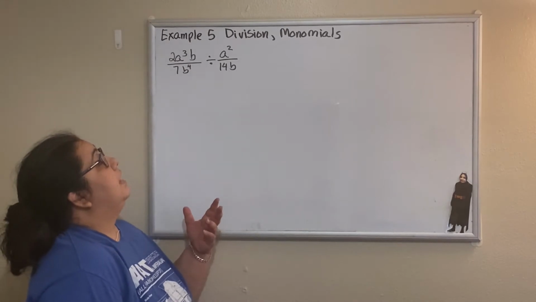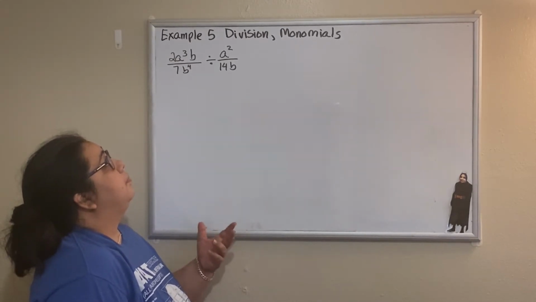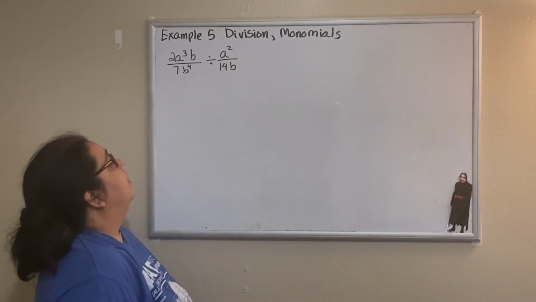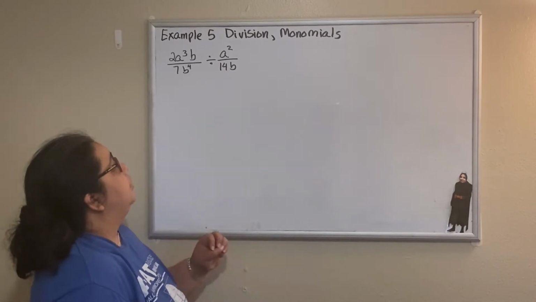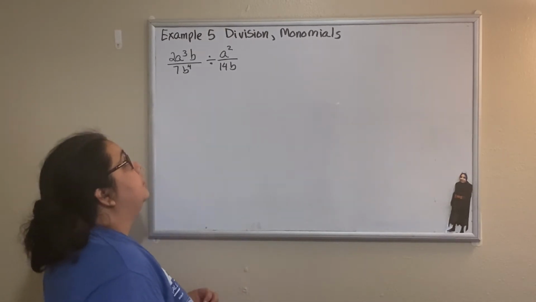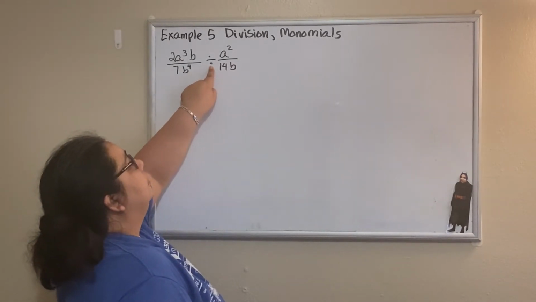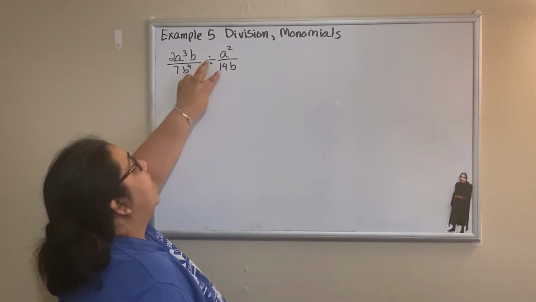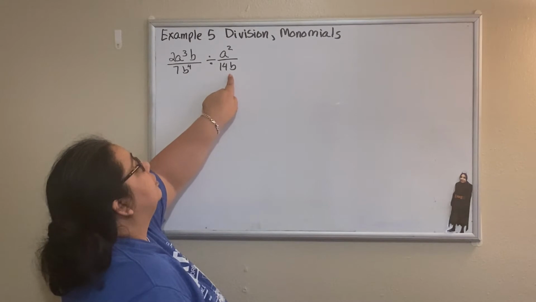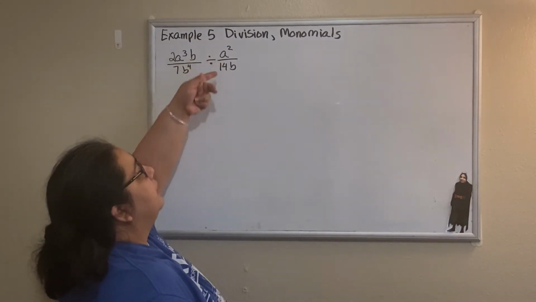Hello, here we have example 5 of multiplying and dividing rational expressions. We're moving on to division, and we're going to start with monomials. With division, it's very similar to multiplication, but the difference is you change the division symbol to a multiplication symbol and then take the reciprocal of the second fraction, the fraction you're dividing by. That fraction you're going to flip.